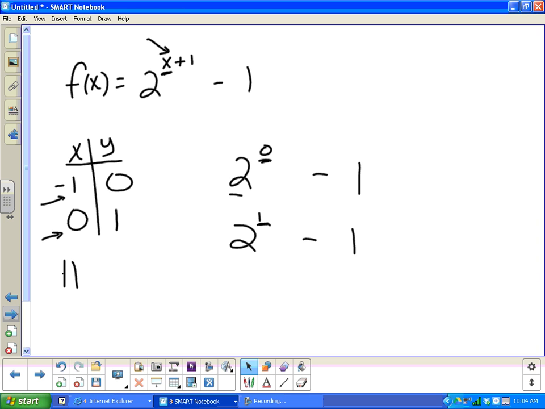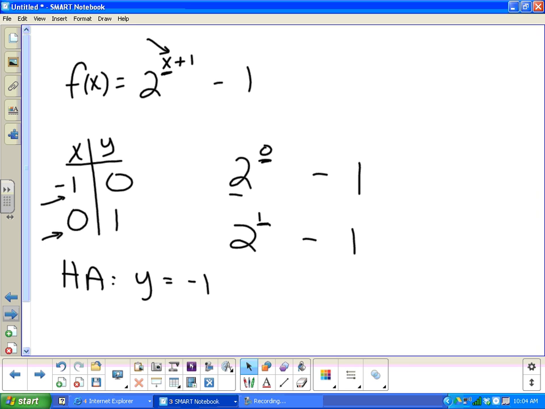Now the other thing is the horizontal asymptote, which comes from the vertical shift. Now we actually have one this time, so it's not going to be y equals 0. So what's my vertical shift here? Yeah, the negative 1. So the horizontal asymptote would be y equals negative 1. Okay.